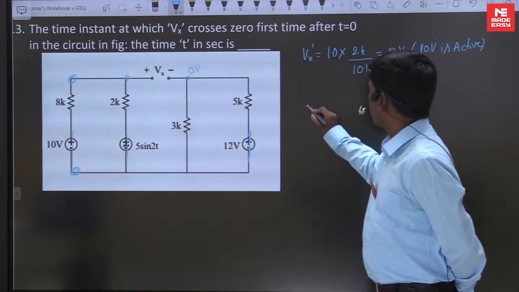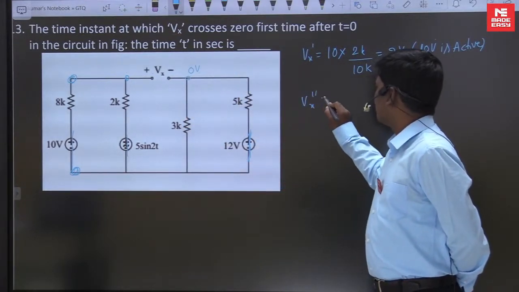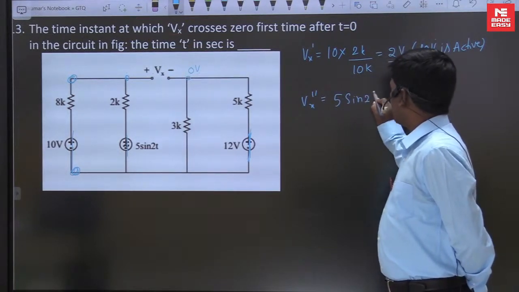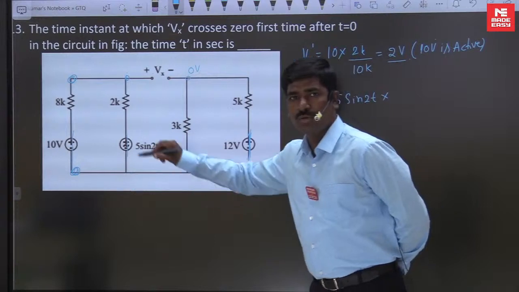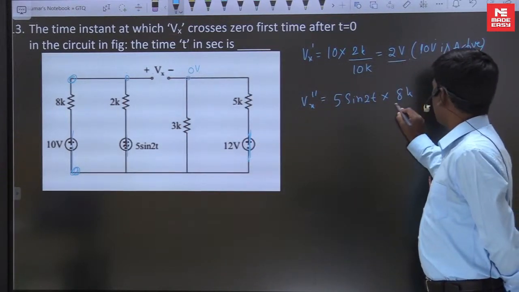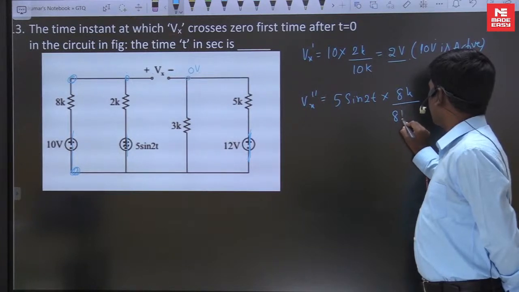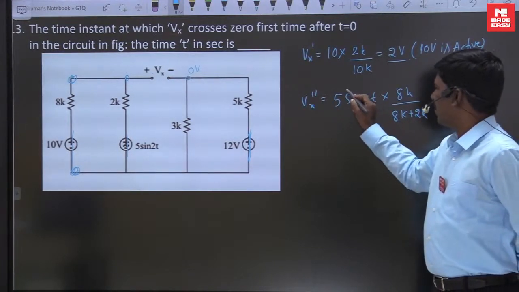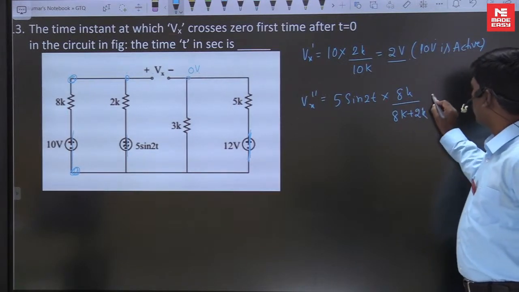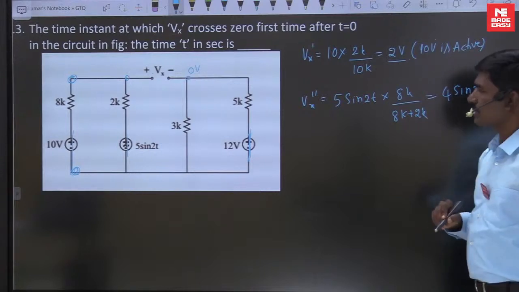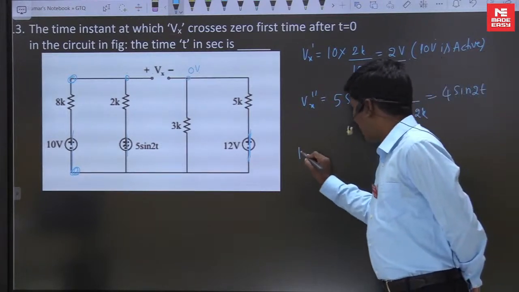So now Vx double dash is 5 sin 2t into, again using the voltage across 8 kilo ohms, 8k by (8k plus 2k). So 5 ones are 5, 5 twos are 10... that gives 4 sin 2t. Now Vx triple dash.